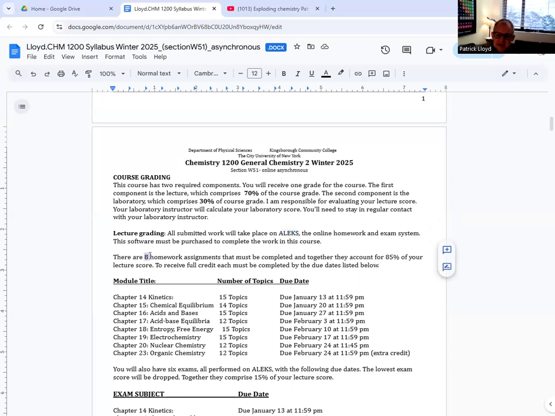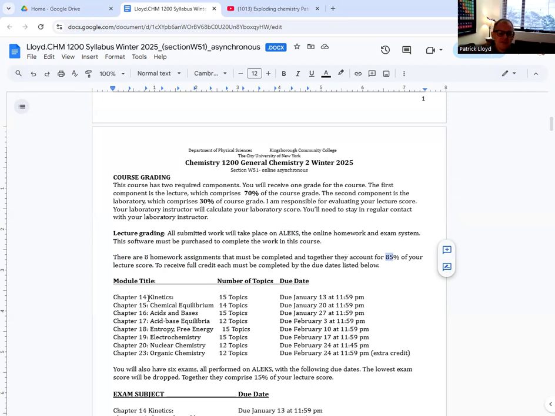The grading in the lecture will be primarily your homework assignments. So you have 8 homework assignments, one for each chapter. And that accounts for the vast majority of your lecture grades, 85%. Only 15% of the grading is due to exams.